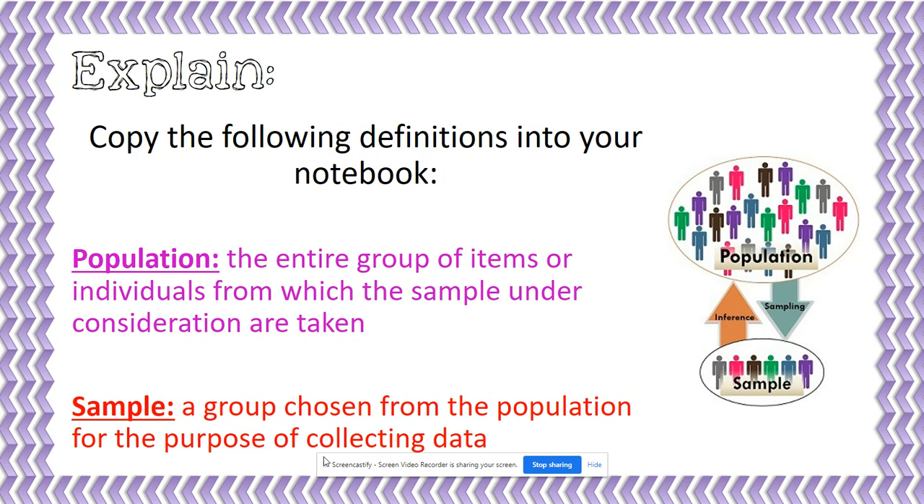Before we can understand whether or not a sample is valid, we must first understand the difference between a population and a sample. A population is the entire group of items or individuals from which the sample under consideration is taken. In more basic terms, the population is the large group of people that you would like to find out something about. The sample is the smaller group chosen from the population for the purpose of collecting data. So the sample would be a small group, and we would like it to represent your population fairly.